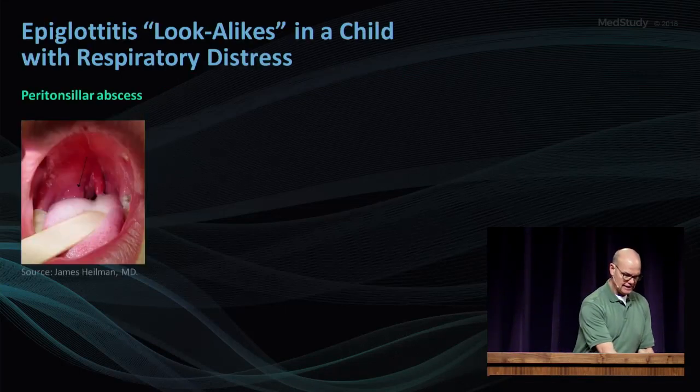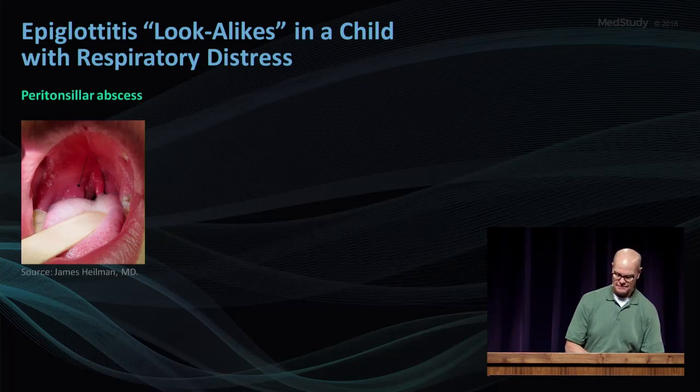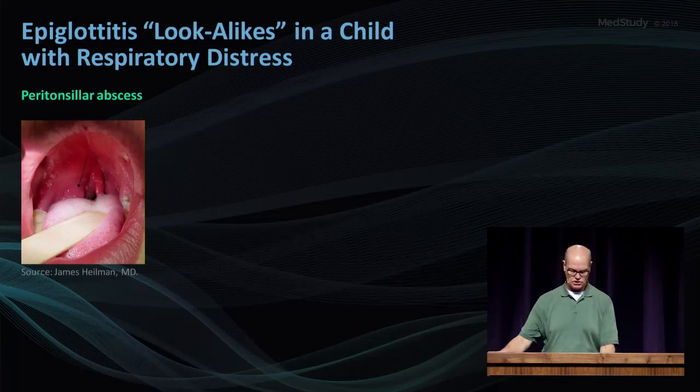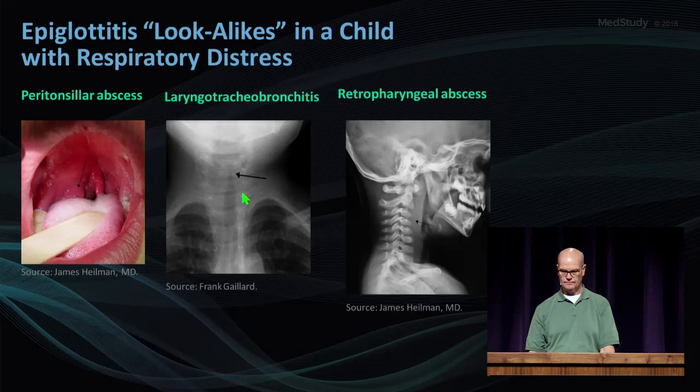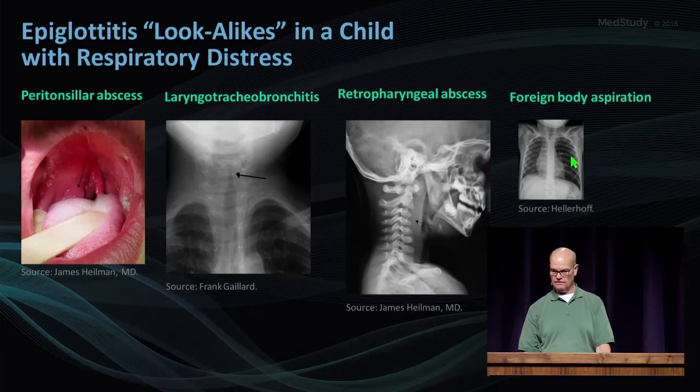What looks like epiglottitis, it's going to be on your boards perhaps. We've been through these. Peritonsillar abscess with deviation of the uvula away from the side of the abscess. Laryngotracheobronchitis due to parainfluenza. Retropharyngeal abscess. And finally, a foreign body.